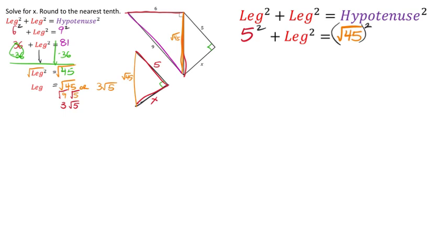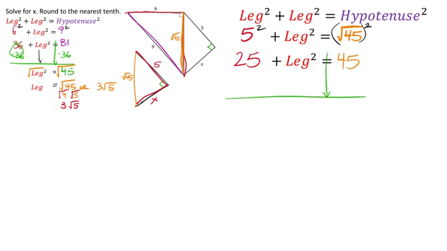But the calculator is going to find it either way, even though I'm not going to use a calculator for it. So 5 to the power of 2, 5 times 5 is 25. This is going to be added to the leg squared, which will equal the square root of 45 to the power of 2. Again, it's just going to be 45 right there, because the exponent will undo the square root. That's it. So now we have this equation to solve.